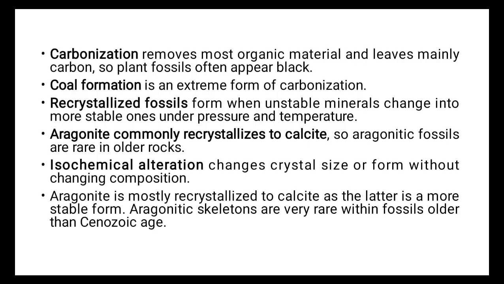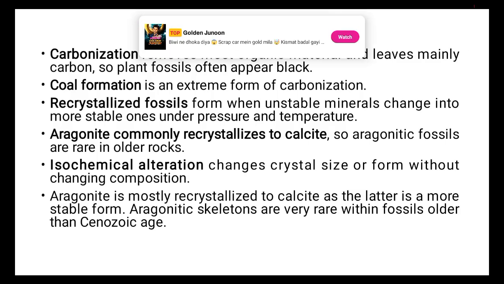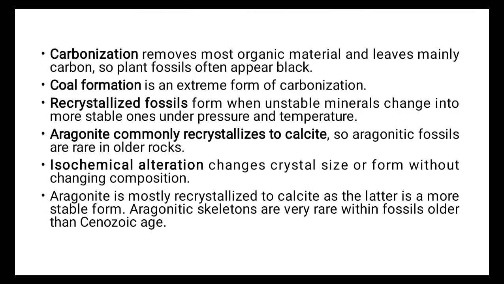Then carbonation. In carbonation, what happens is it removes the organic material and leaves mainly carbon. So plant fossils often appear black, as we know in coal beds, where we mostly get plant fossils. The plant fossil will disappear, but one thin film of carbon will be there. It appears black. This is known as carbonation. So coal formation is an extreme form of carbonation.